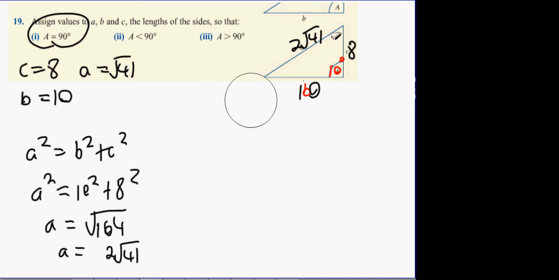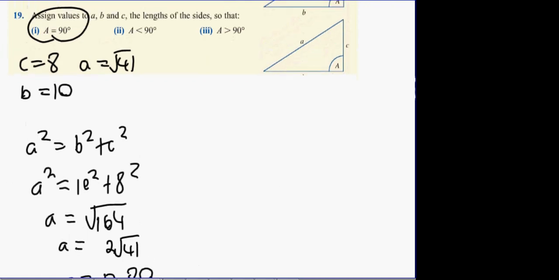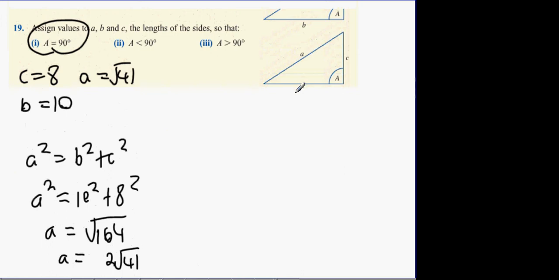Now, the next thing is construct a triangle where A is smaller than 90. Well, pick a number that's smaller than 2 root 41. What is 2 root 41 again in decimal? 12.80. Pick the number, can't pick 10 because we already said that B is 10. Just pick any number that's smaller than 12.8.